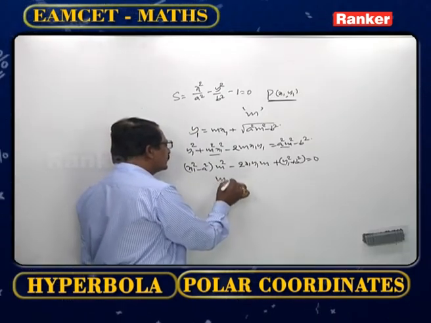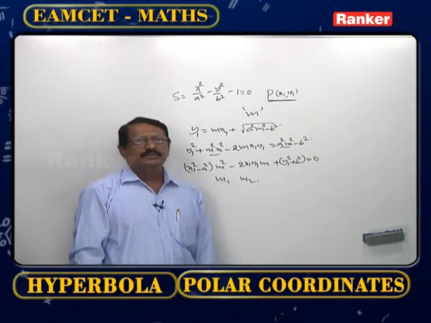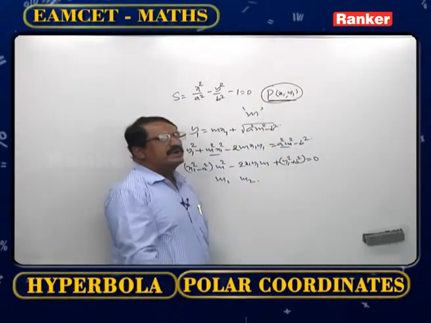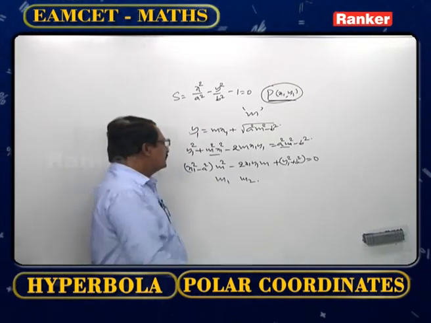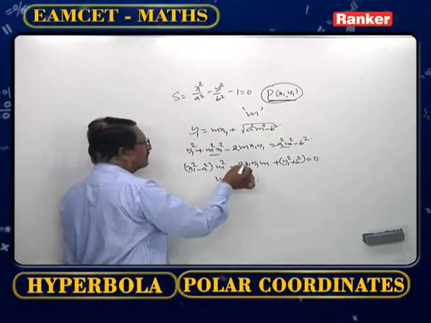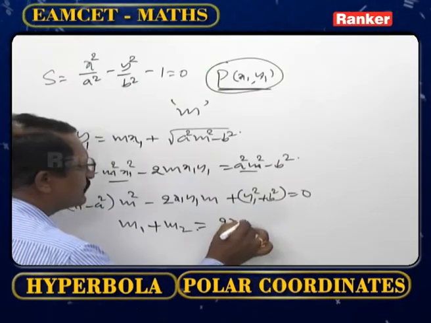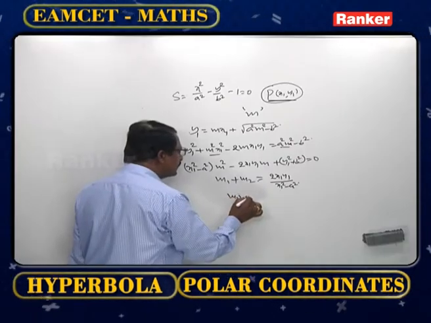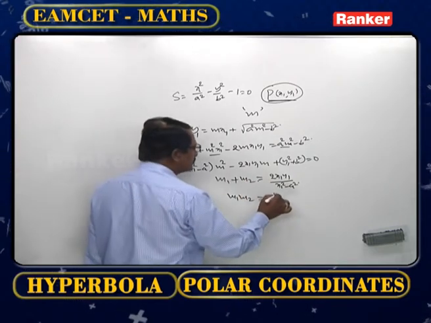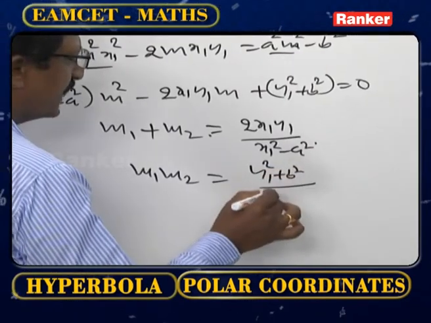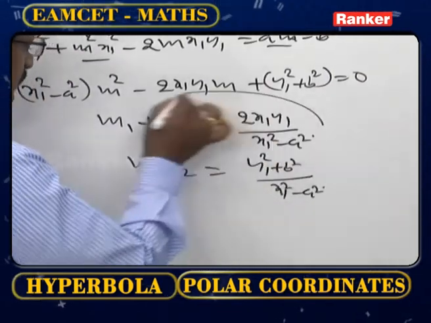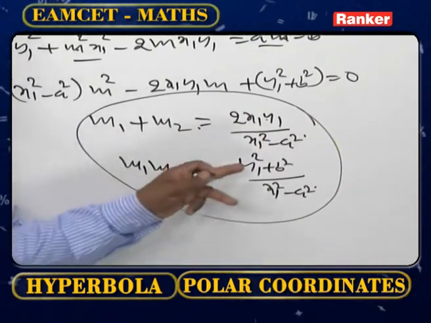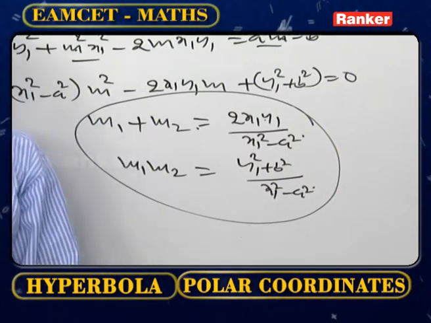It has two roots, consider them m1 and m2. These are the slopes of the two tangents passing through the fixed point P(x1, y1). The sum of slopes equals 2 x1 y1 by x1 square minus a square, and the product of slopes m1 m2 equals y1 square plus b square by x1 square minus a square.